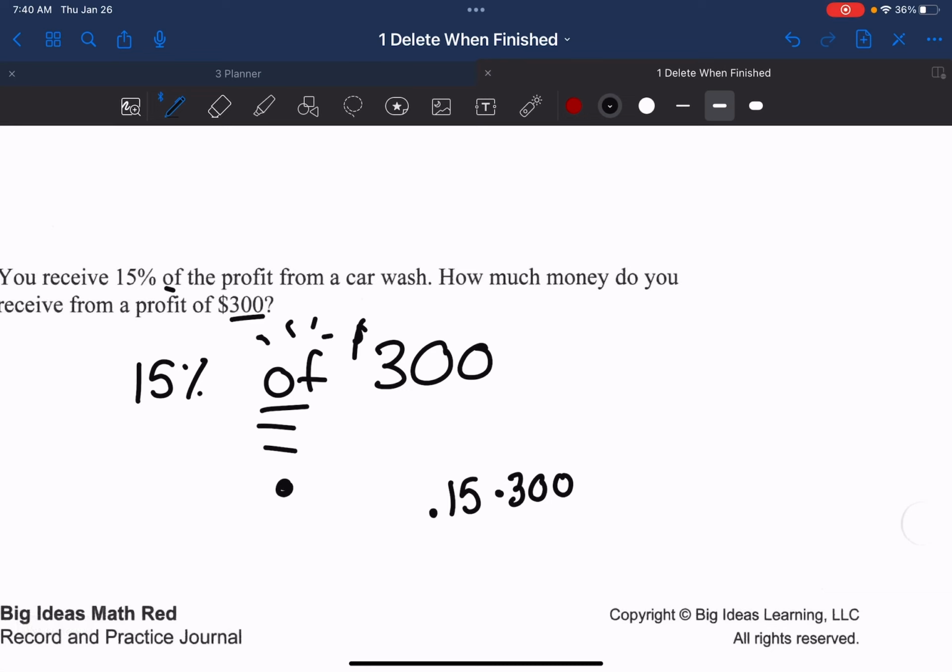So I'm not going to finish it for you. You just need to now do that multiplication, okay? And that's it. Whatever you get, that's how much money you get from $300. You receive 15% of that, okay?